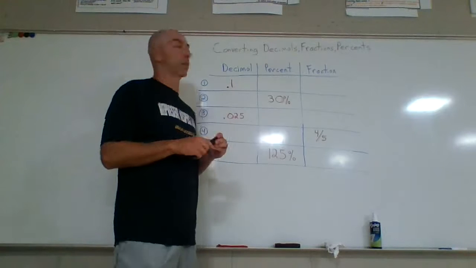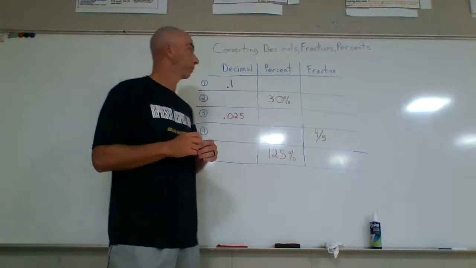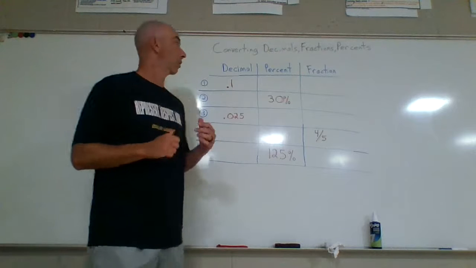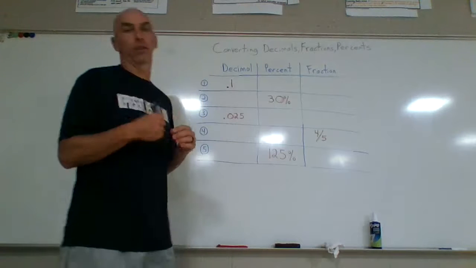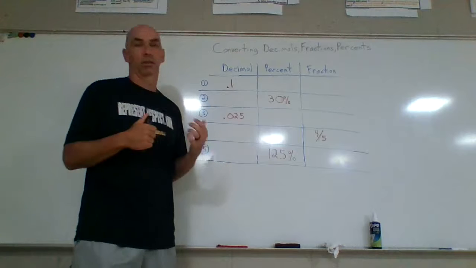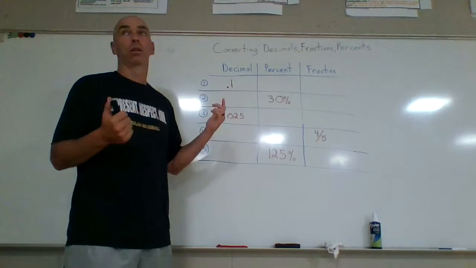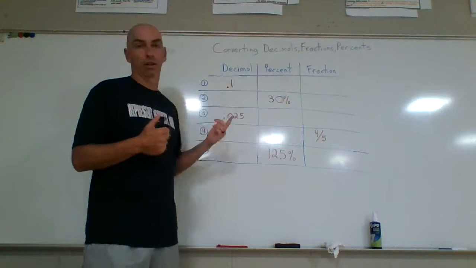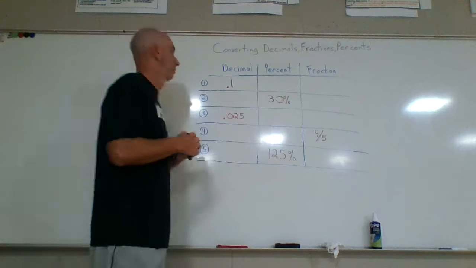Okay, today we're going to be working on converting decimals, fractions, and percents. The first thing we're going to do, we've got all three columns. One of the three is going to be given. So first things first, on number one, we have 0.1 or 1/10.